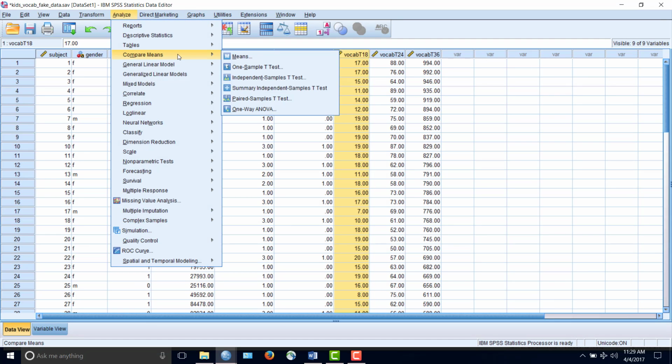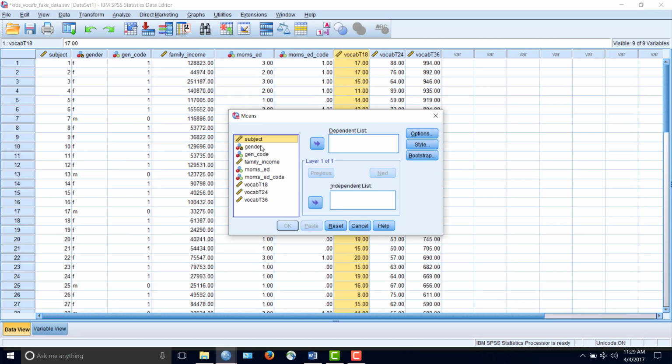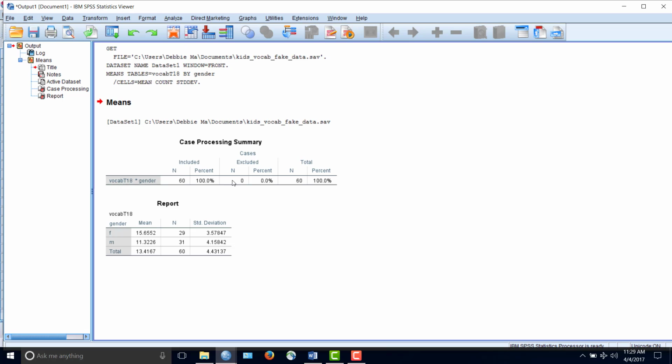So to do that, we go to Analyze and Compare Means. And the first thing I want to do, actually, there's a way to do this within the t-test that I'm going to show you, but I just want to generate some means because I think it's useful for us to just kind of look at those and see what we're dealing with. We always want to inspect the data first. So here, I've clicked on means, and I want to get means depending on gender for vocabulary at 18 months. And here we can see that 31 of our participants are male, 29 are female, and the vocabulary is slightly higher, 15.655 for females compared to males, 11.322.